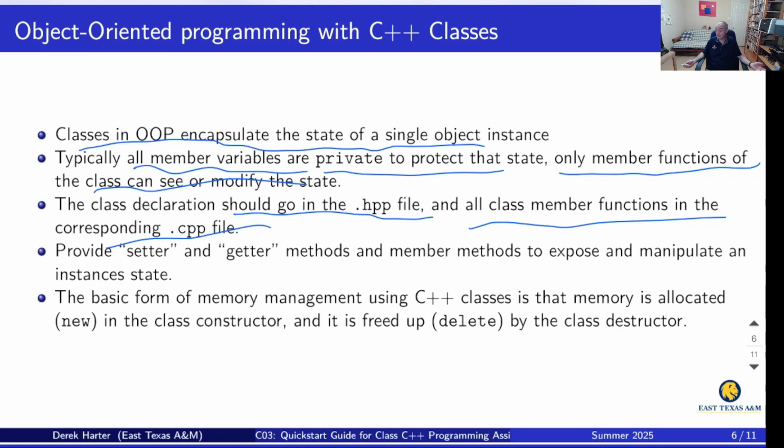The most common form of memory management when you do C++ object-oriented programming is that any memory that needs to be dynamically allocated by a class is allocated in the class constructors. And then when the object goes out of scope, something called the destructor is called on the class, and that's where the corresponding delete to free up dynamically allocated memory happens. We'll see an example of that in this next example as well.